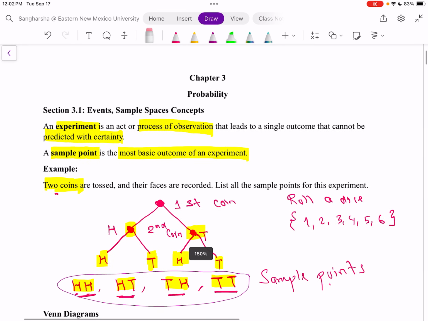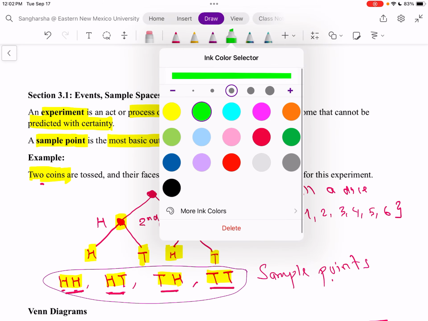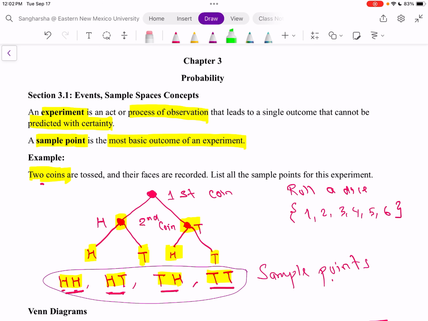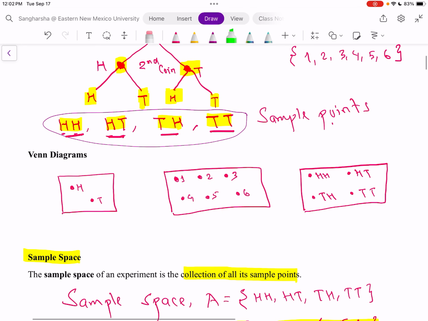Let me make a revision of what we did in our last class. We talked about probability, and in probability we defined the very basic terminology. One was the experiment. An experiment is the process of observation. The next one is the sample point, and a sample point is the basic outcome of the experiment. Once we have the experiment, we get the different outcomes, and those outcomes or basic results are called the sample points.